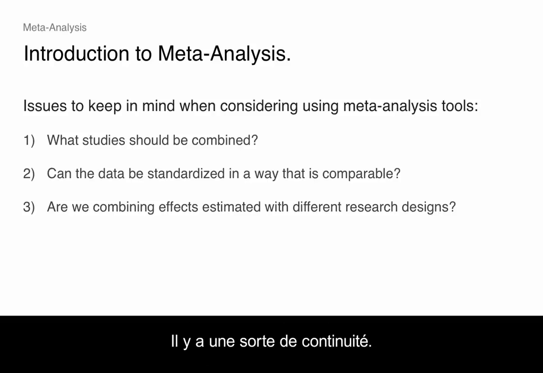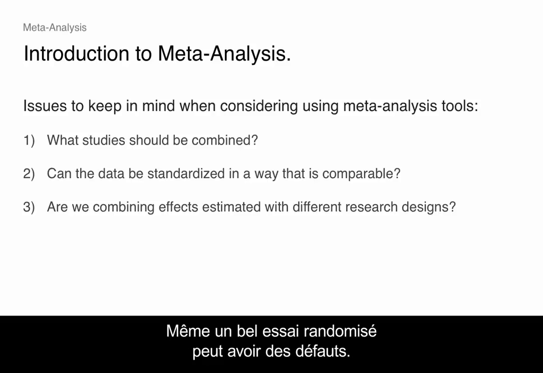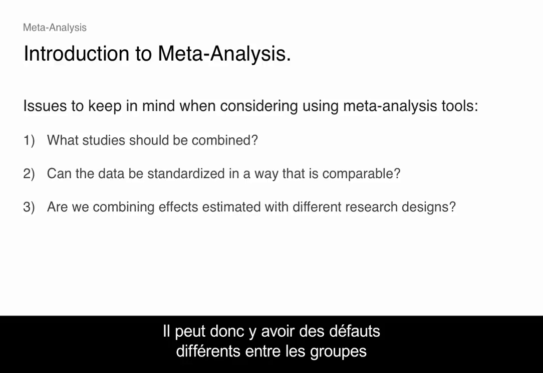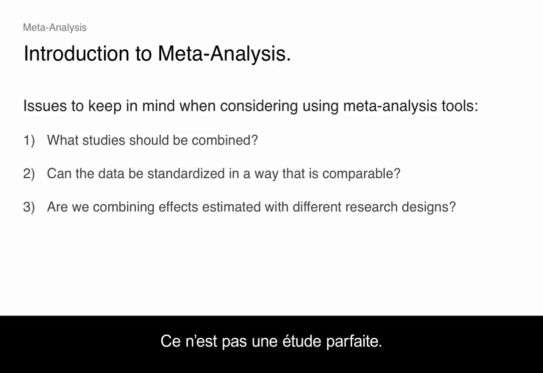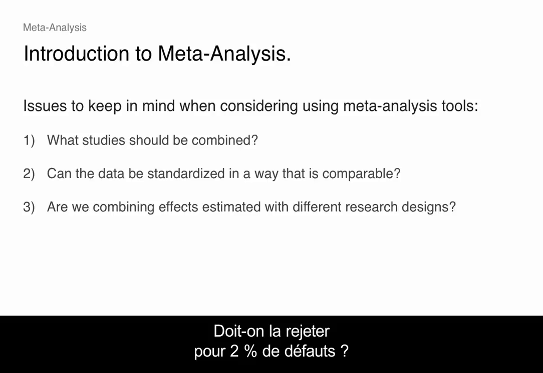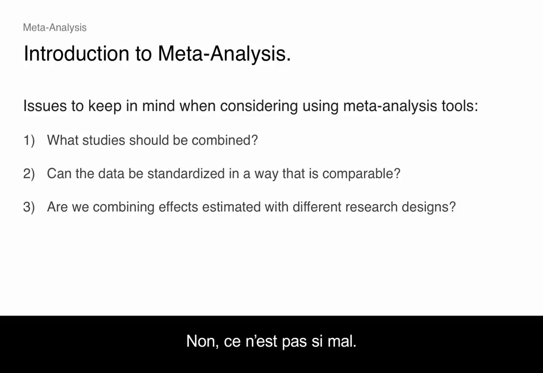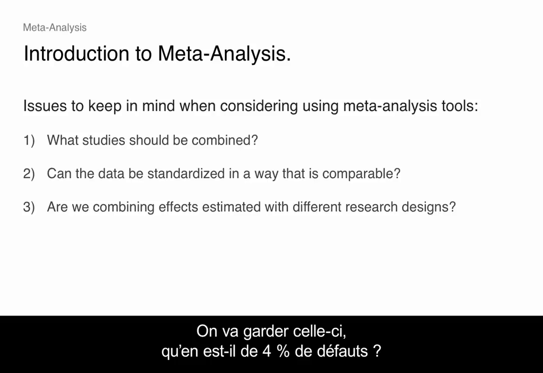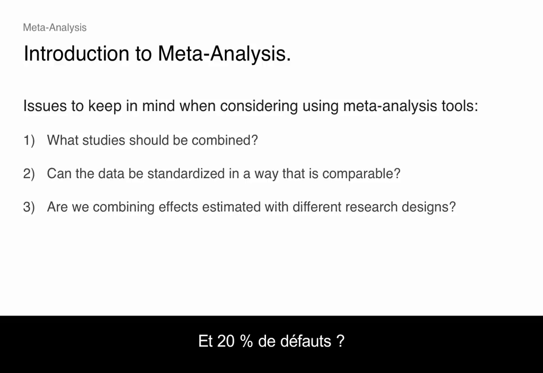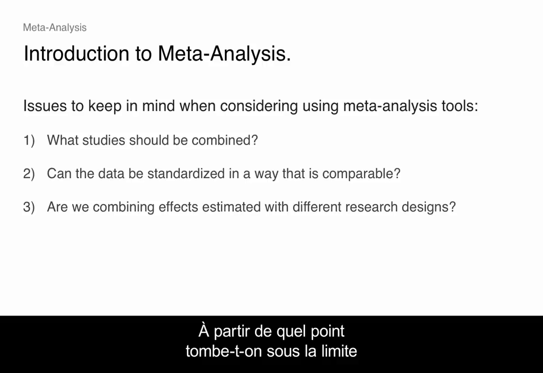There's kind of a continuum there, right? No study is perfect. Even a beautiful RCT may have had some attrition. There may be differential attrition across the treatment and control groups, so it's no longer a perfect study. Do we throw it out because there was 2% attrition? Oh, no, that's pretty good, we'll keep that one in. What about 4% attrition? What about 20% attrition? At what point do you fall below the bar for being sufficiently high quality for inclusion?